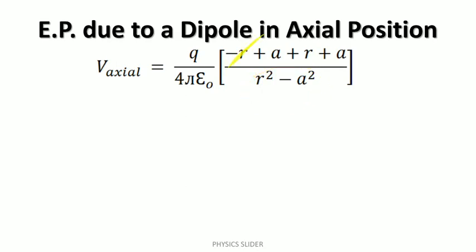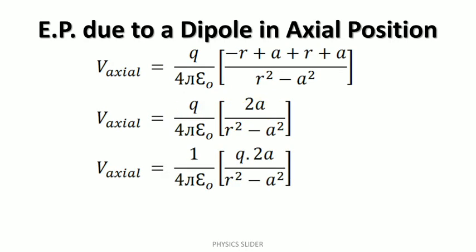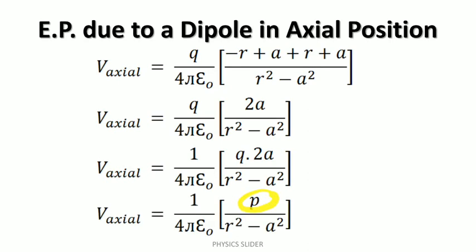This minus r cancels out with that r, and this a sums up to give 2a. Then we will get q upon 4 pi epsilon naught, this becomes 2a, and this r square minus a square as it is here. Now this q into 2a becomes p, that is electric dipole moment. This is the expression for the electric potential due to a dipole in axial position.